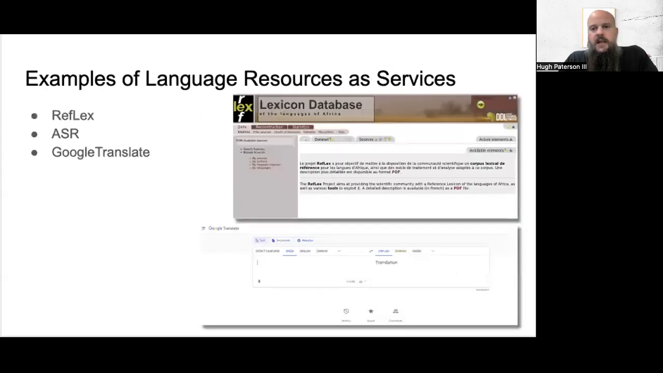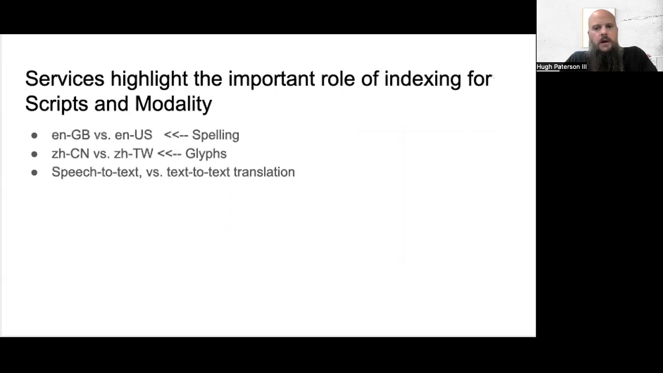Some examples of services that I've seen as a linguist and as a scholar: Reflex allows people to compare dictionaries for historical linguistic analysis, allows the person to engage with the data in a variety of ways and create hypotheses and document those hypotheses and then export the data. ASR is automatic speech recognition, speech to text would fall into that category, and then Google Translate, which I talked about earlier.